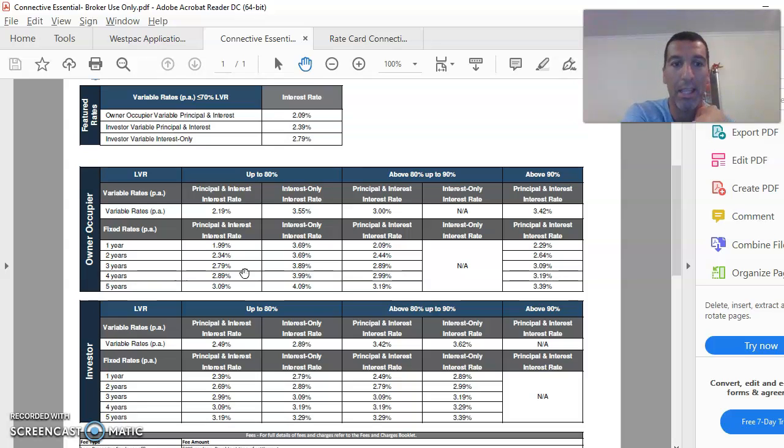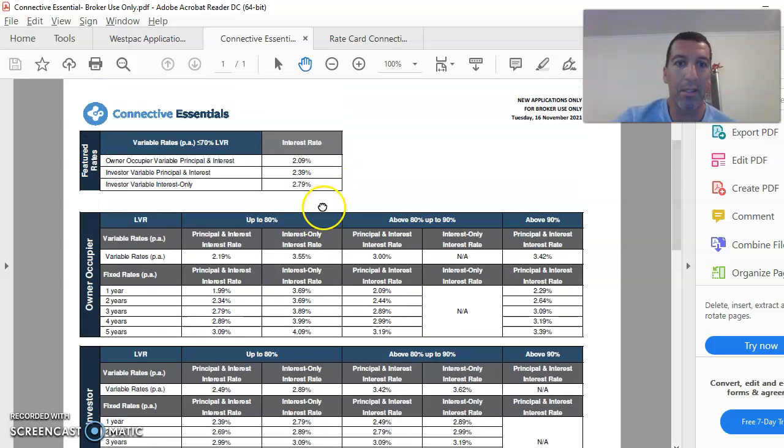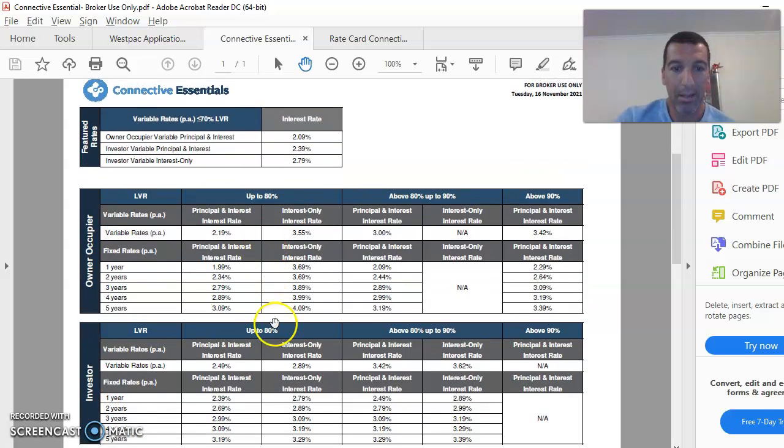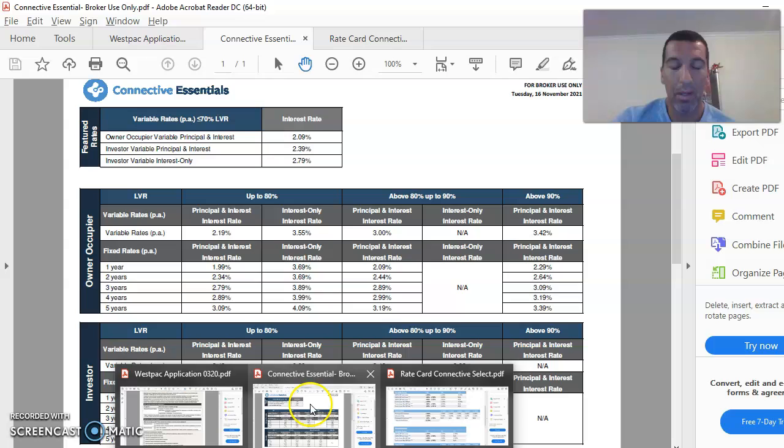But what I've found is that their interest rates are a lot more competitive than even NAB's, and I think that's because they don't have the cash back. NAB's got a cash back. Interest rates are a little bit higher, obviously, because of that cash back. So this one doesn't have any monthly fees. This is called Connective Essentials. And there was a second one that NAB offered as well.